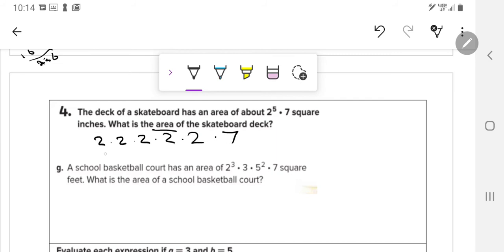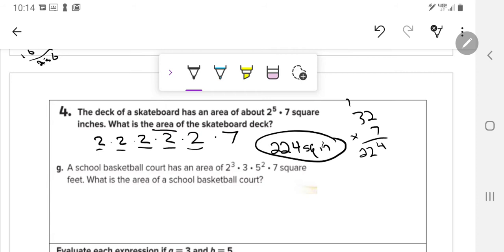So let's go with the 2's first. 2 times 2 is 4, times 2 is 8, times 2 is 16, times 2 is 32. So we got to do 32 times 7, which is 224, and that's going to be square inches. Circle our answer. All right.